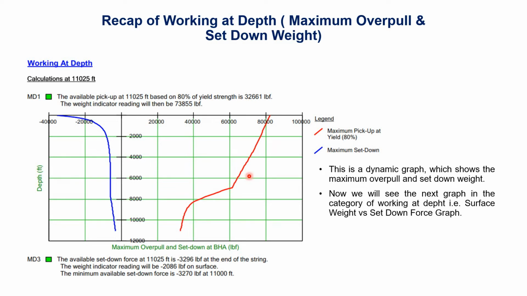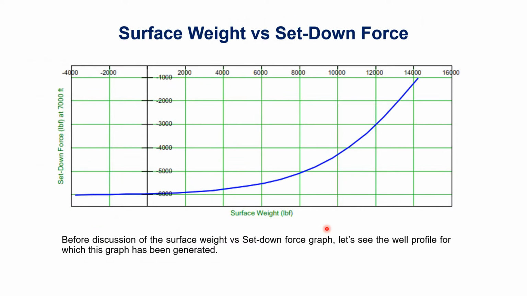In that tutorial we saw that this is a dynamic graph which shows the maximum overpull and set down weight. Now we will discuss the next graph under this heading, the working at depth graph, that is the surface weight versus set down force graph. So here is the graph we are talking about: at a particular surface weight, how much force or how much weight or how much slack off will be at the bottom hole. We will understand that with the help of this graph.